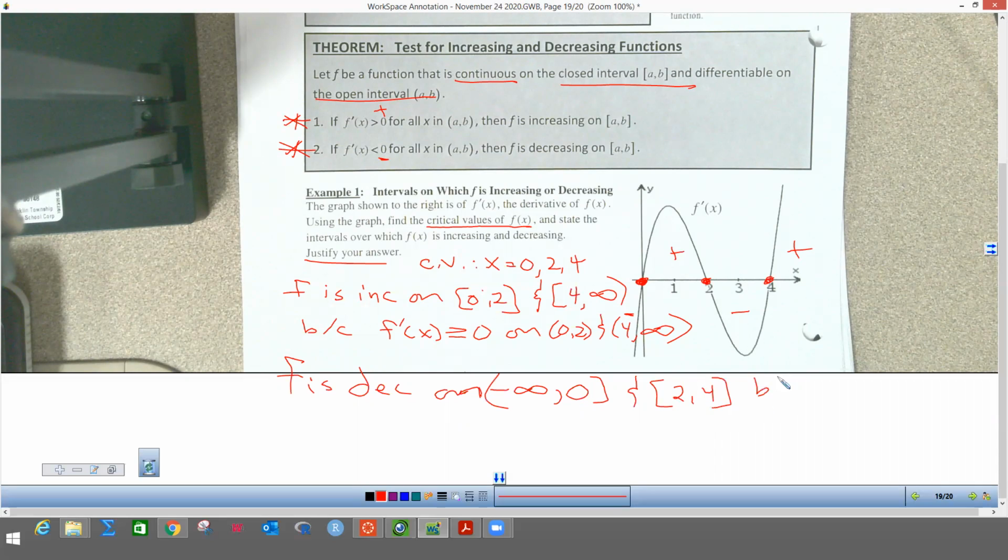And this one is because f prime of x is less than 0, or you could put equal to, it does not matter, on negative infinity to 0 and 2 to 4. Okay, so anybody got any questions on those? And again, you could put "on those intervals" instead of rewriting these. You could do the same thing and say "on those intervals" and that's fine.